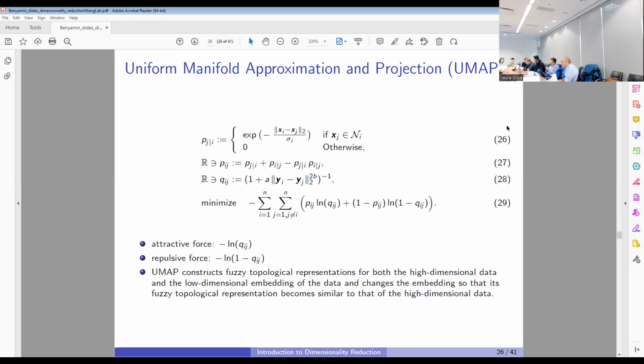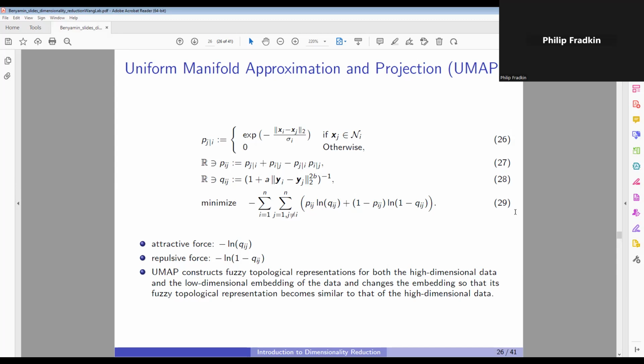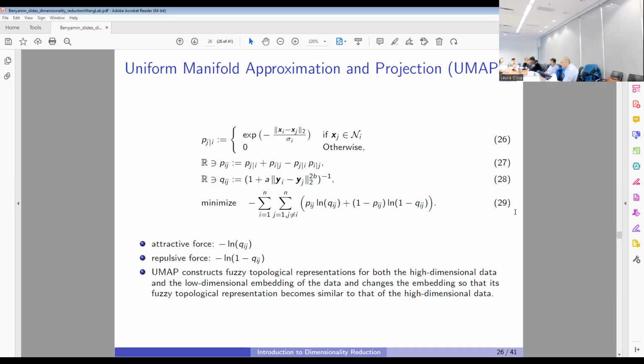And UMAP says that, okay, now the equation 29 that you can see can be proved to be equivalent to KL divergence between the probability distributions in the input space and the embedding space, although they use a different probability distribution in the embedding space. But in the input space, they still are using Gaussian distribution. And they are trying to minimize the KL divergence between these two.